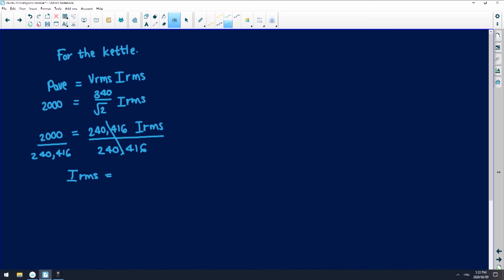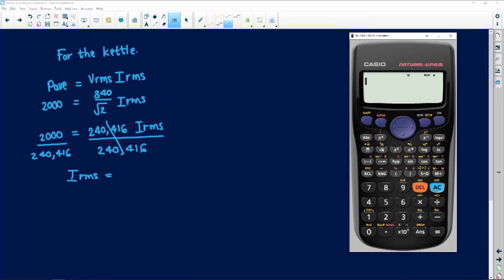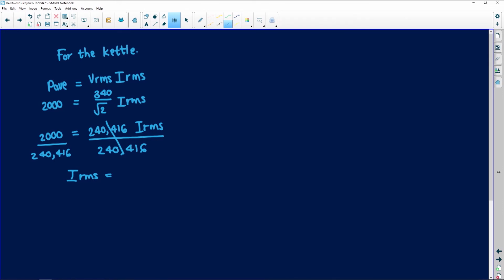Let's calculate how much we're going to get there. I've got 2,000 on the top, all over 240.416. I get a current of 8.32. Remember, you need to round off, and current is measured in amps.